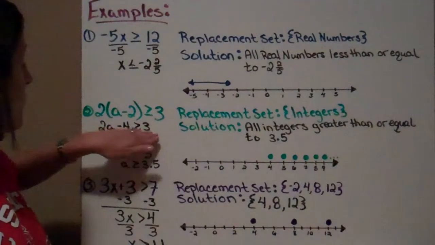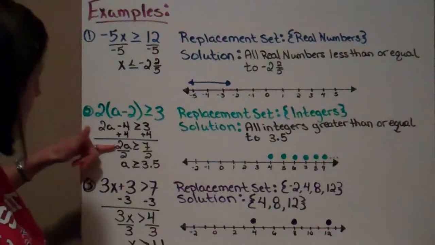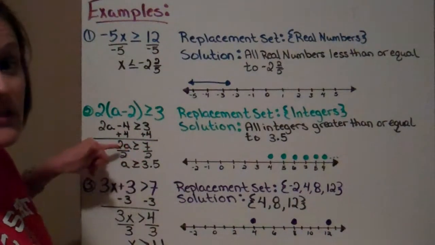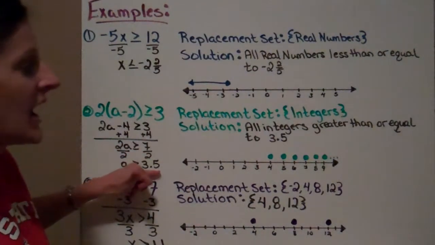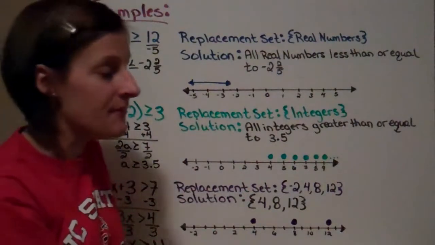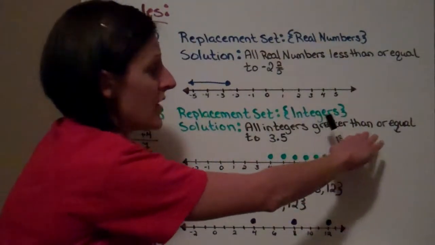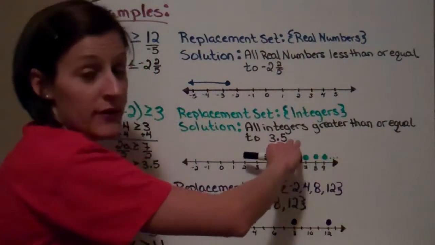Now I need to add 4 to both sides. I get 2a is greater than or equal to 7. Then divide each side by 2 and I get a is greater than or equal to 3.5. Now my solution is going to be all integers greater than or equal to 3.5.